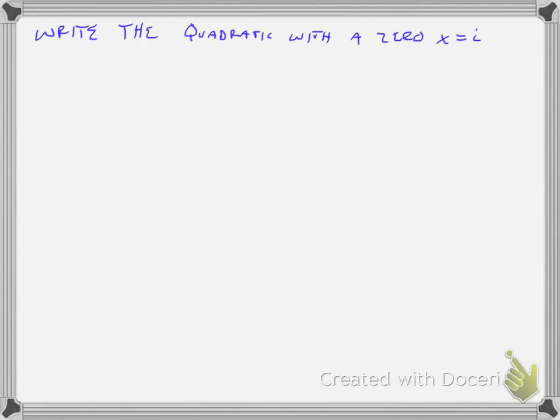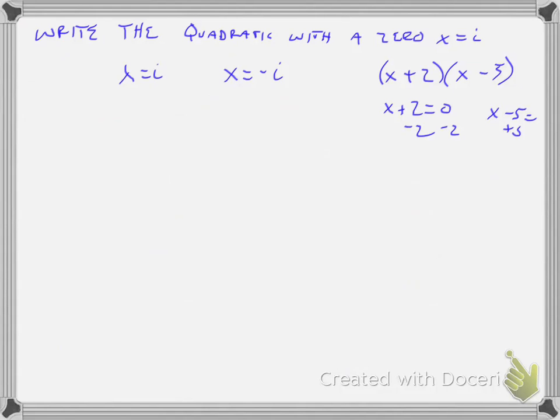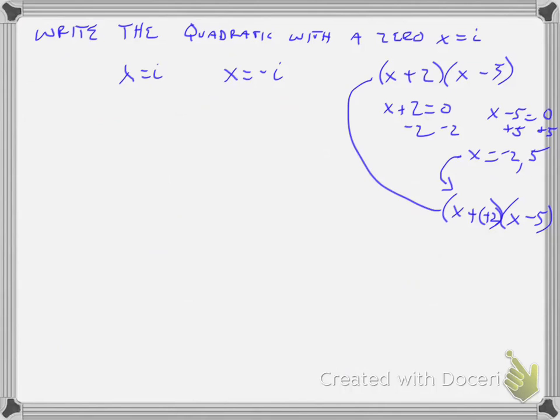Okay, so I'm going to write the quadratic with the zero x equals I. Well, if x equals I is a zero, then x equals negative I is a zero as well. And to write the quadratic, I first have to write it in factored form. Understand, when we're finding zeros from factored form, what we did was set each of them equal to 0 and solve. So to write it in factored form, if I was going from here back to factored form, I would do x minus the zero. So x minus negative 2, x minus 5. Well, x minus negative 2 becomes plus, and that goes back to the factored form.